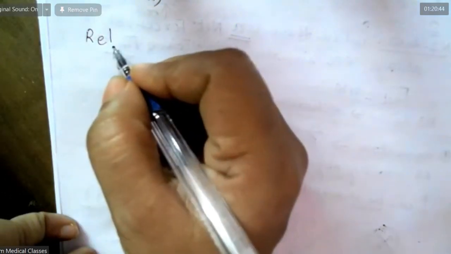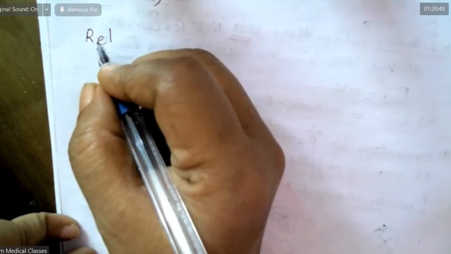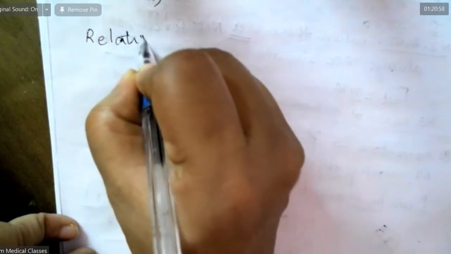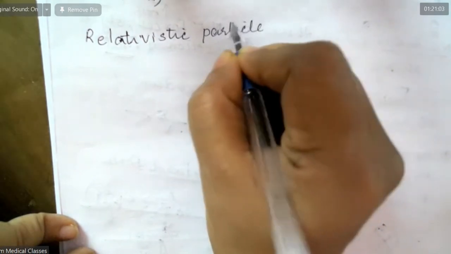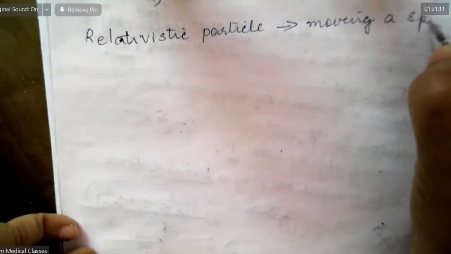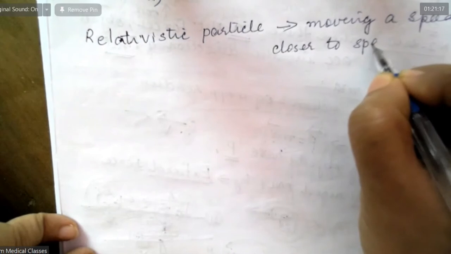Non-contact and contact. Relativistic particle means this is a word which is derived from relativity, the law of relativity. Okay, a relativistic particle is a particle that moves with a speed closer to the speed of light.